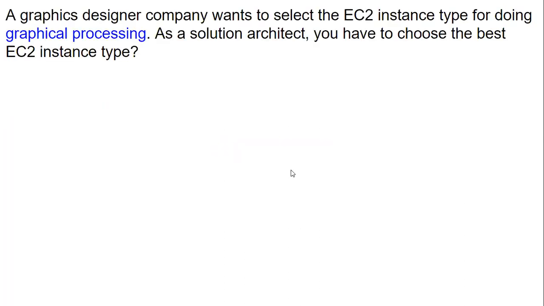Question 8. A graphics designer company wants to select the EC2 instance type for doing graphical processing. As a solution architect, you have to choose the best EC2 instance type. Whenever there is a graphical processing or whenever there is floating point operation, AWS provides accelerated computing instance type. That means you can use accelerated computing to do your graphical operation, and accelerated computing supports you with the coprocessor where you can do your graphical processing easily. So the answer is accelerated computing.